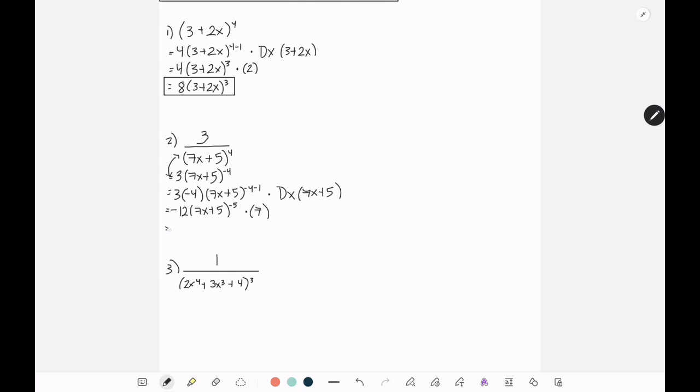Alright. So, again, we're going to multiply the negative 12 sa 7. Okay? So when we multiply negative 12 times 7, again, negative 12 times 7, it will be negative 84. So, negative 84, and then copy lang natin 7x plus 5, and then yung ating exponent, negative 5. Now, that is our answer.